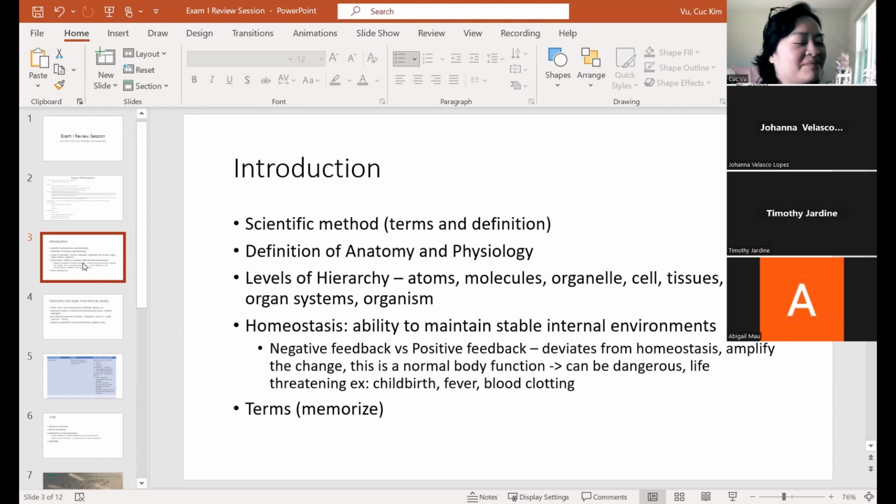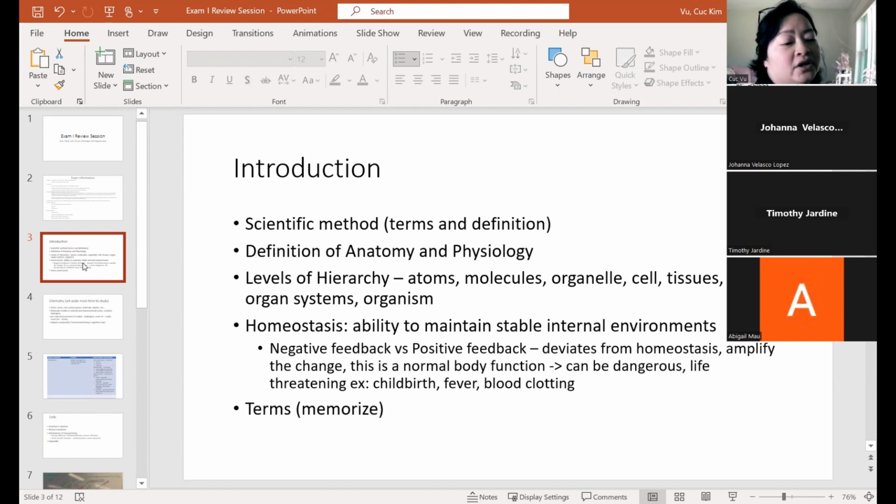Other times the question could be, okay, you're in a lab and you're looking at the heart. What are you studying? Anatomy. Okay. So it could be a pure regurgitation, the word-for-word definition, or it could be an applicable question. Also make sure you know the levels of the hierarchy from smallest to largest: atom, molecule, organelle, cells, tissue, organ systems to organism.